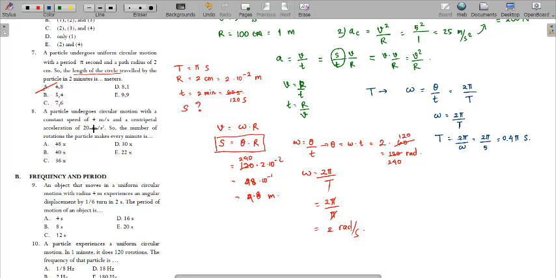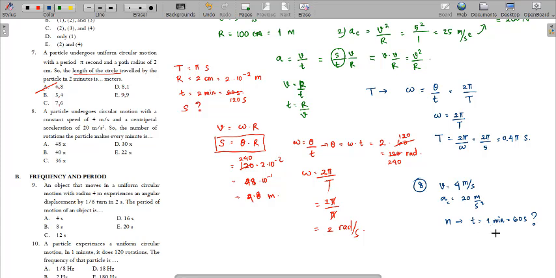Okay, now number 8. A particle undergoes circular motion with a constant speed of 4 meter per second. Meter per second is linear speed. And centripetal acceleration, you have a centripetal acceleration of 20 meter per second square. So the number of rotations for every minute, 60 seconds, yeah. How many times?